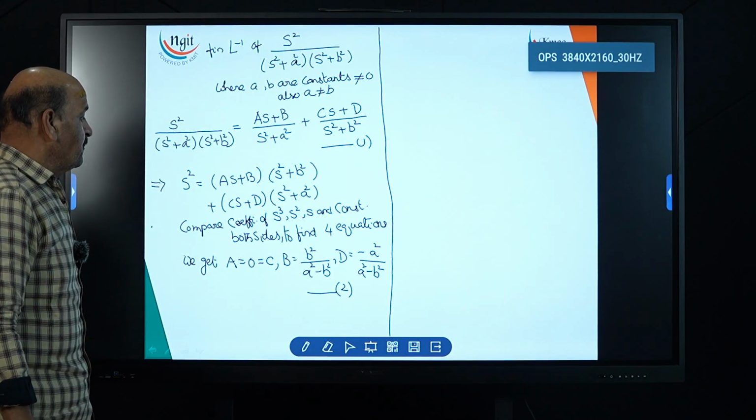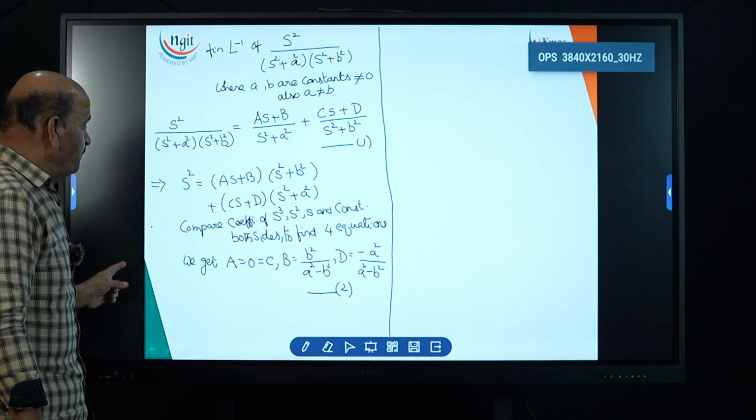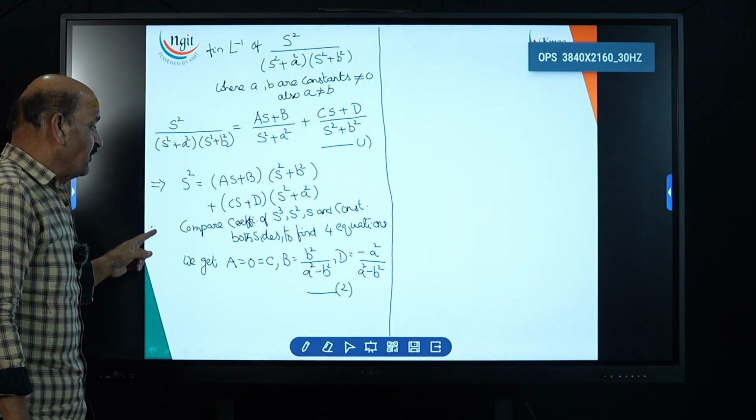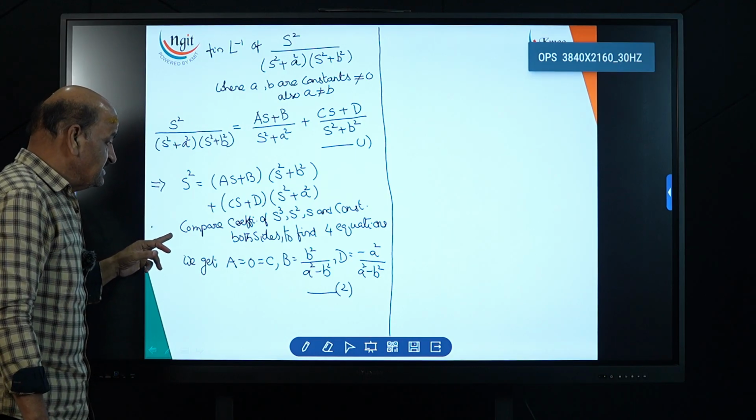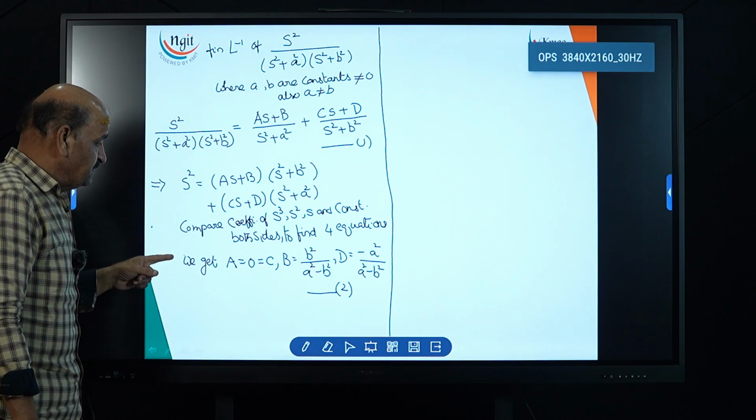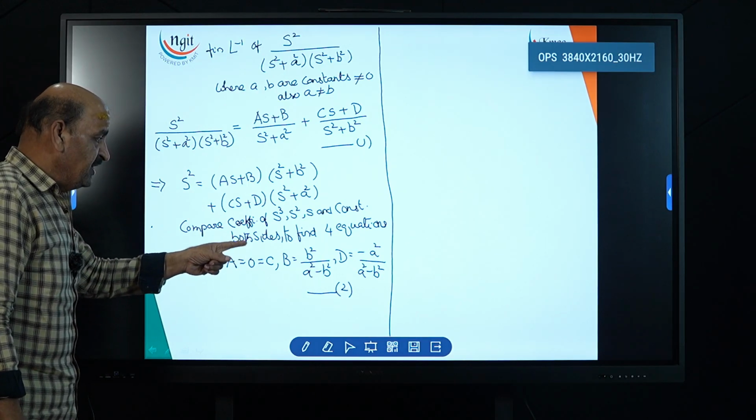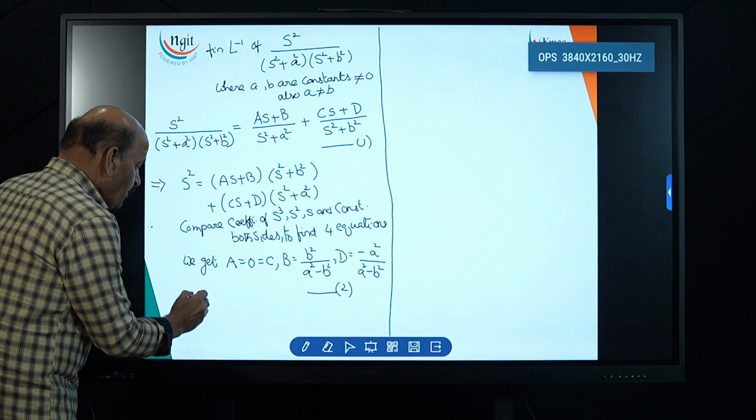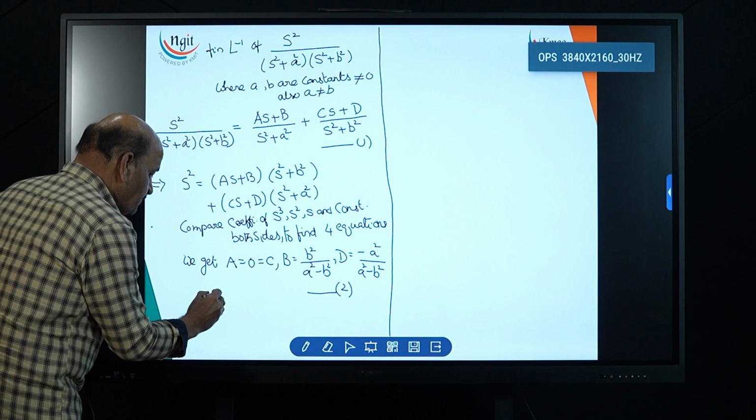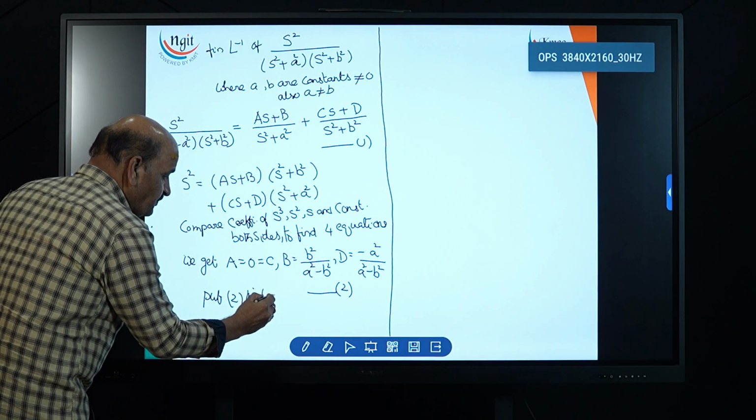Equation 2. Look at all these values we got after solving the 4 equations. How to solve these 4 equations is left to you. You have to make it. Directly I am writing the values of A, B, C, D here because of the time constraint. Understanding? So now put the values into equation 1.